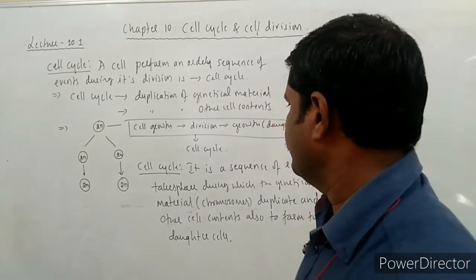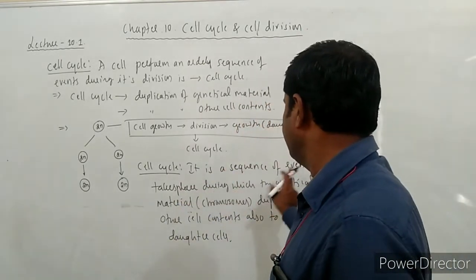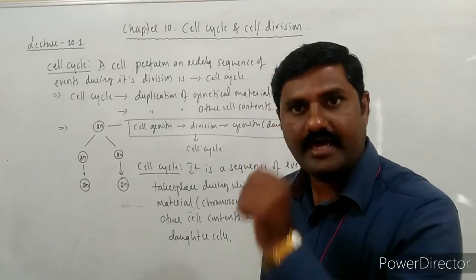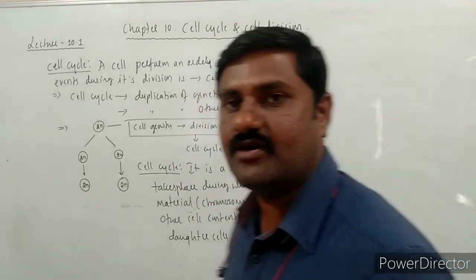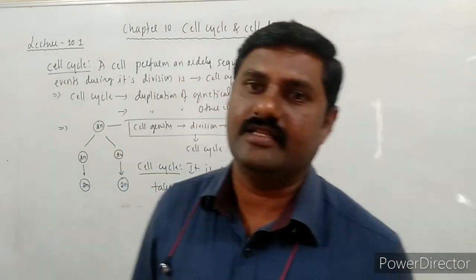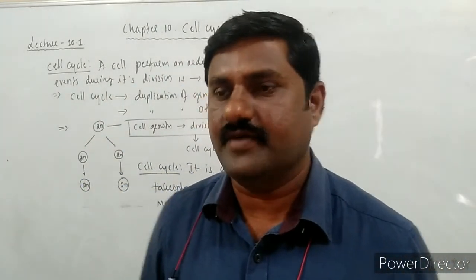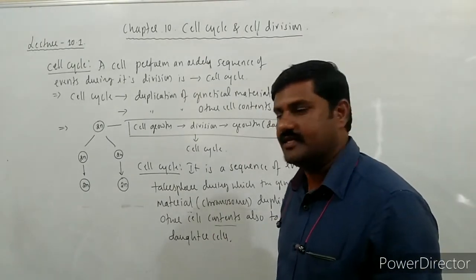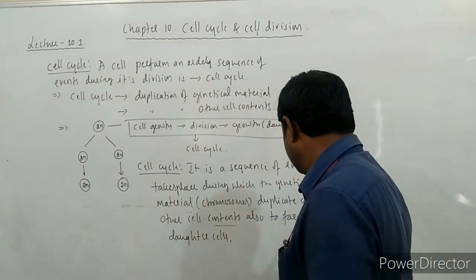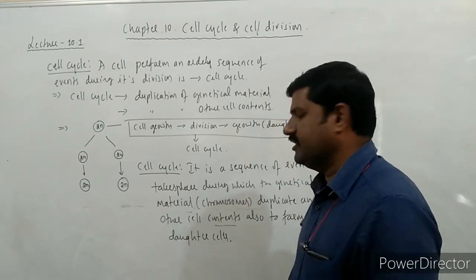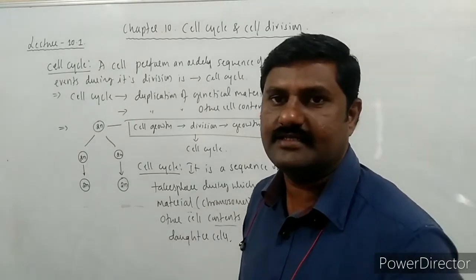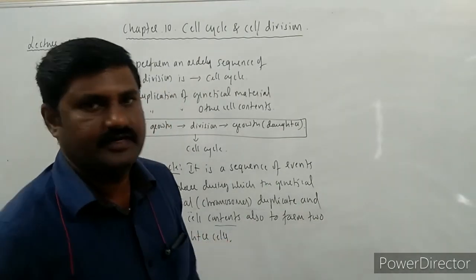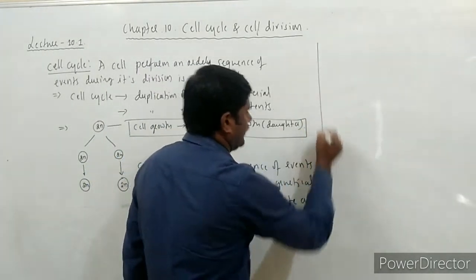See here, what happens here? It is the sequence of events that take place during the cell division, where the multiplication of the genes or the genetical material takes place. Along with that, the cellular contents also duplicate themselves, and that leads to formation of two equal sized daughter cells. It's called what? Cell cycle itself.